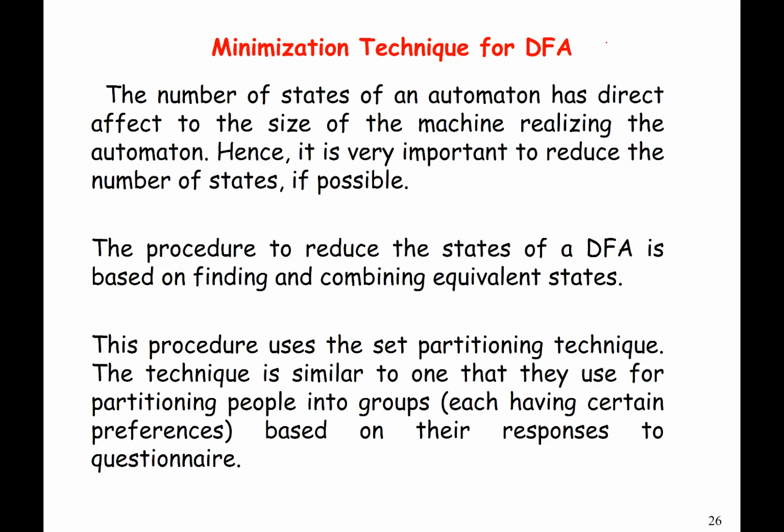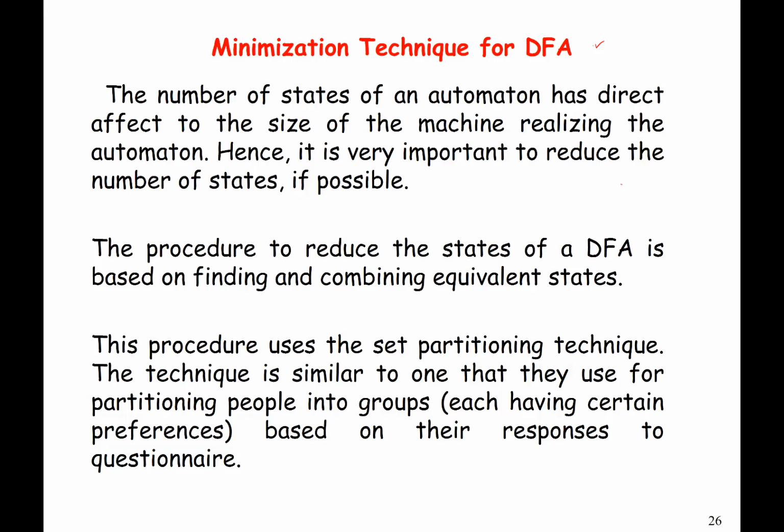So the minimization technique that we want to use to construct a minimal DFA is once again a process of construction, or proof by construction. Minimization is important because the number of states of a DFA has a direct effect on the machine that you are trying to construct in realizing the automaton. So the smaller the number of states, the more efficient is the machine.